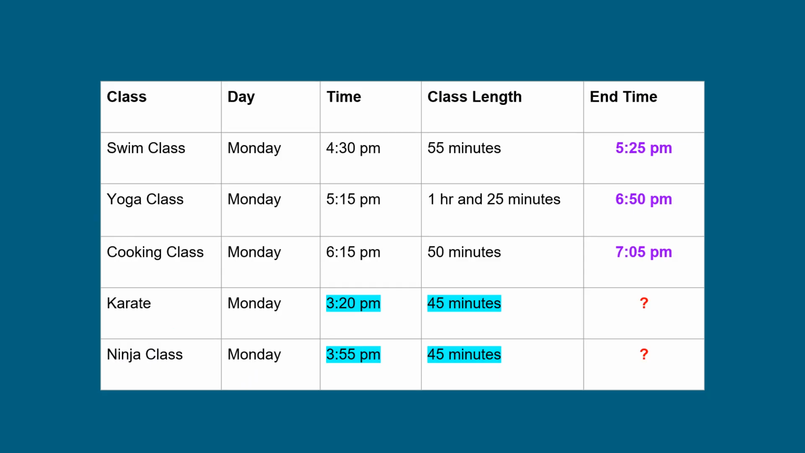There are two classes left, karate and ninja class. Use the information on the table to find the end time for these two classes. You might use the number line strategy, or maybe you have another strategy that you'd like to use. The video will be quiet for 5 minutes while you work. After the 5 minutes is up, come back to the video and we'll check our work.